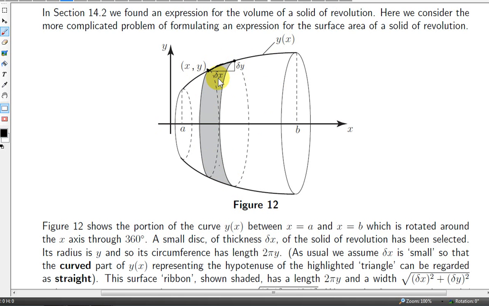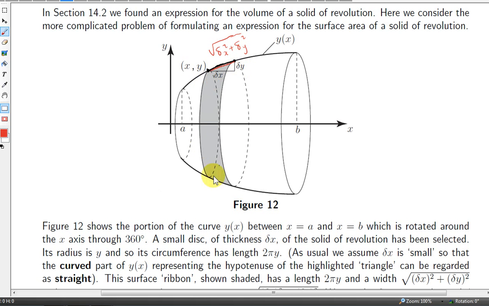So we assume that delta x and delta y are sufficiently small so that the hypotenuse of this right angled triangle, that is the straight line distance between these 2 points, is a very good approximation to the distance along the curve between these 2 points. So this red line is the straight line distance, the hypotenuse of this right angled triangle. So again, as we saw before, we apply Pythagoras' theorem. The length of the hypotenuse is the square root of delta x squared plus delta y squared.